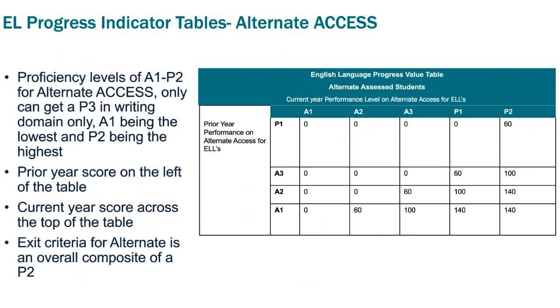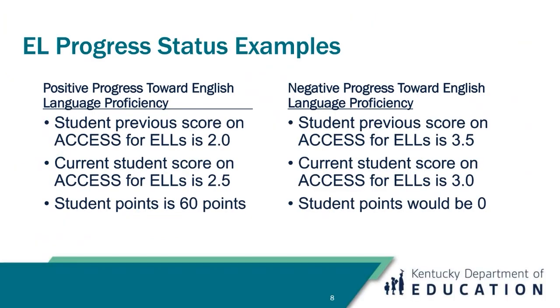And once you have those previous and current year scores on the table, you look at those particular ones and see where they intersect to tell you how much growth the student gave you. Of course, these points go from 0 to 140, which is the scale for ACCESS and Alternate ACCESS.